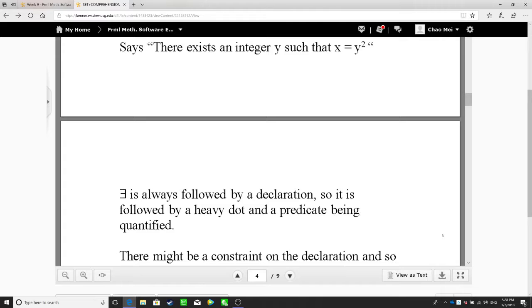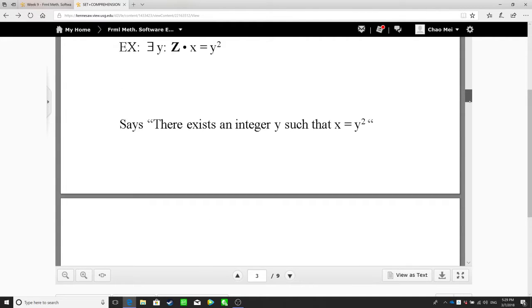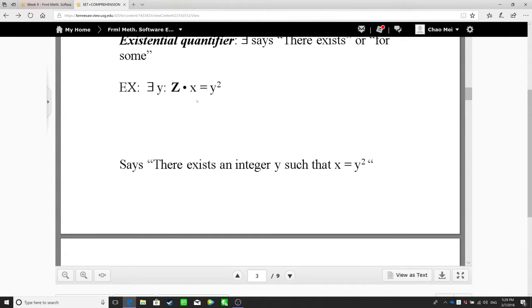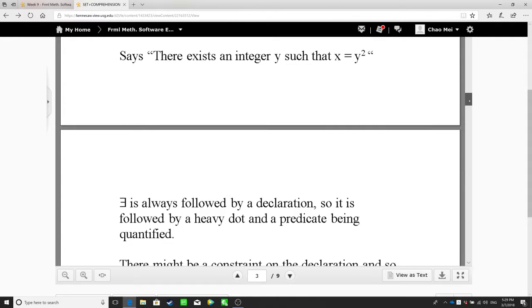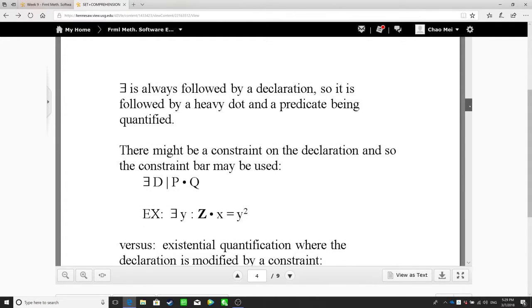This quantifier is always followed by a declaration. So it is followed by a dot and a predicate being quantified. Here we only have this dot. We do not have any quantifier here. If we do not look at here, this is similar to how we define a set.